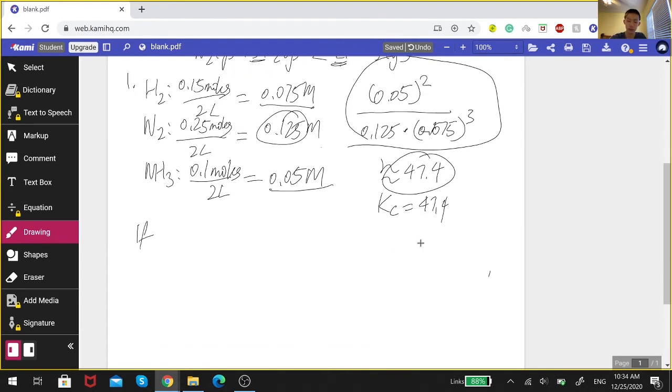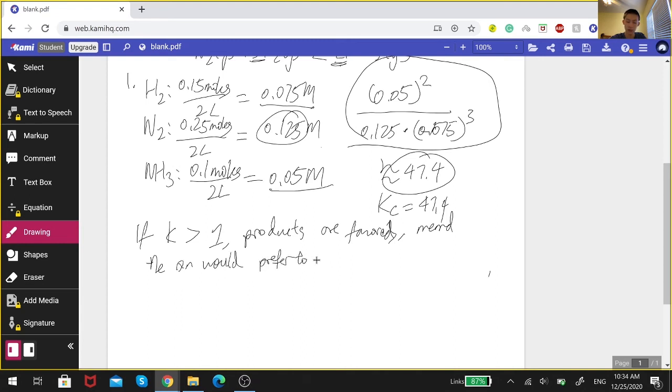If K is greater than 1, that means products are favored, meaning the reaction would prefer to become a product rather than stay as reactants.